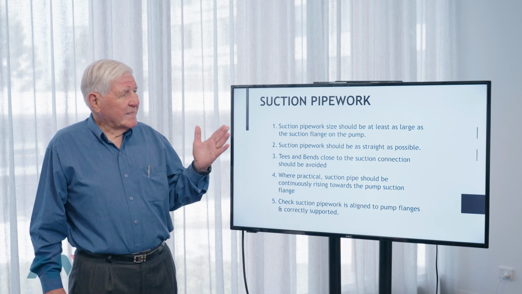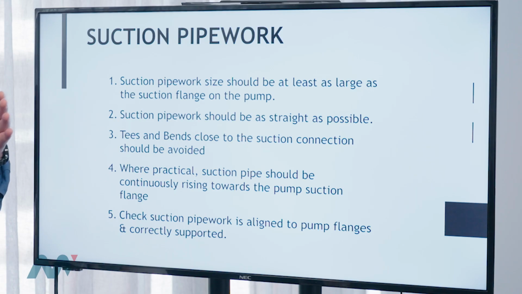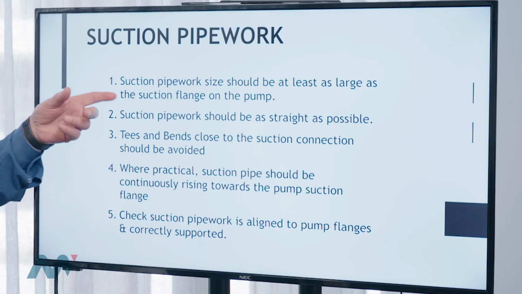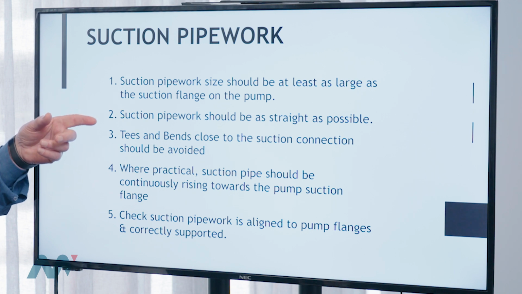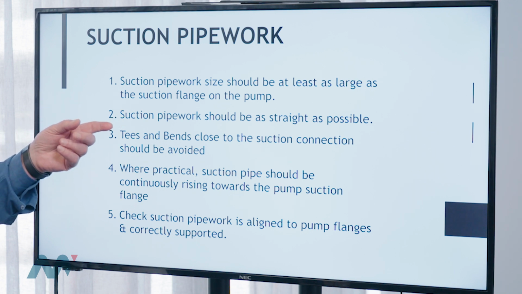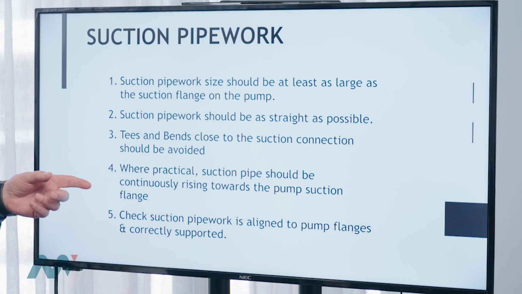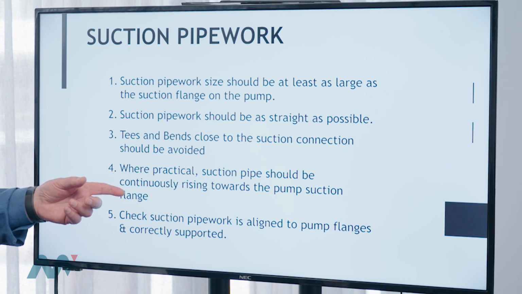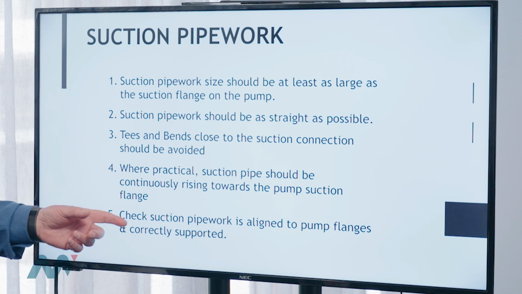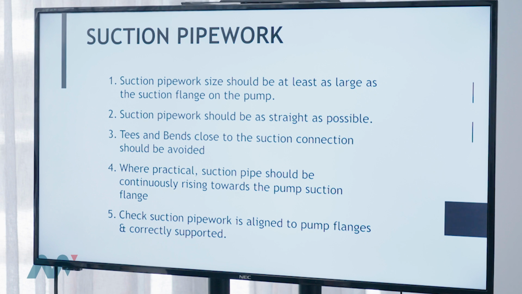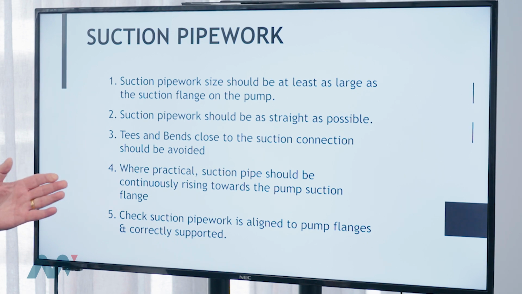So when we're looking at suction pipework, we have to make sure that the suction pipework is at least as large as the suction flange. Suction pipework should be as straight as possible to avoid tees and bends. The pipe suction should be continuously rising towards the pump flange, and we should check that suction pipework is aligned to the pump flanges, not the other way around, and is correctly supported.